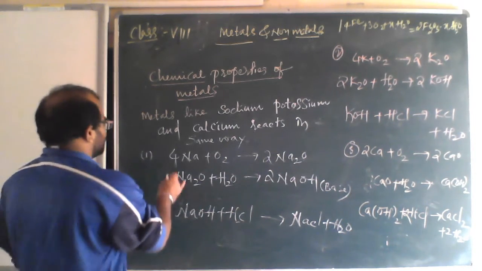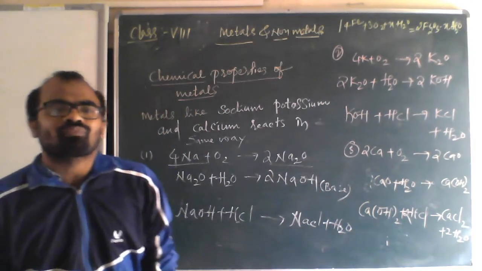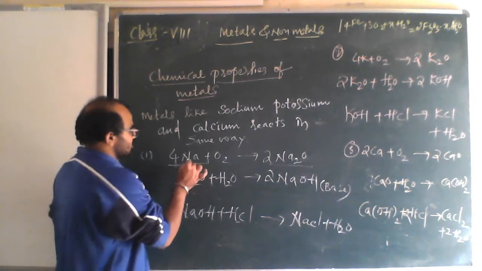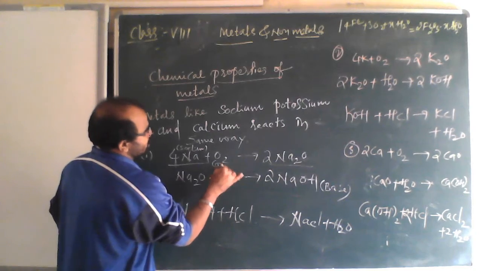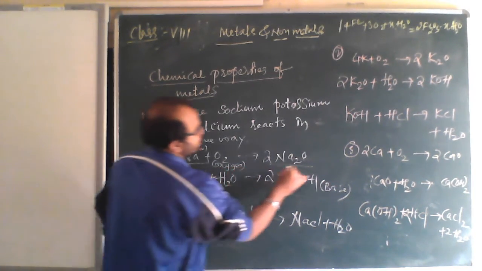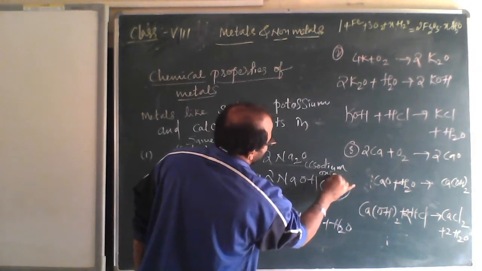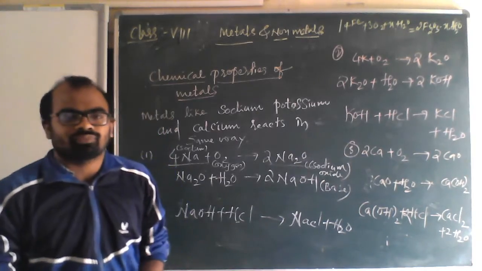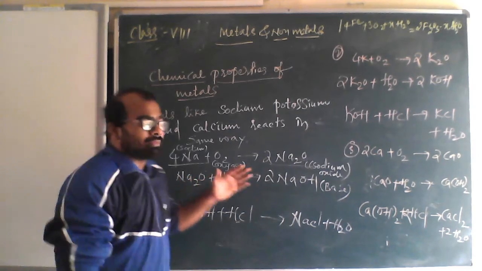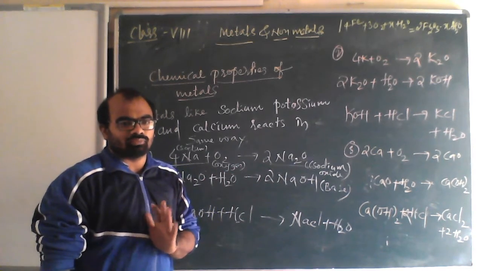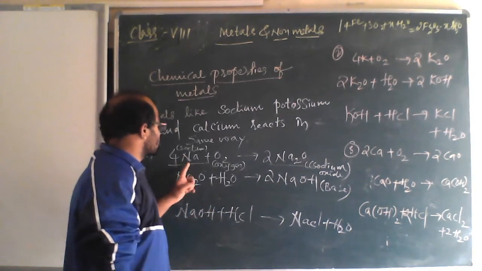First one is Na plus O2 gives Na2O. What is Na? Sodium. This reacts with oxygen to form sodium oxide. Sodium oxide is a base. All metallic oxides are basic in nature. You remember that. This is sodium reacting with oxygen.